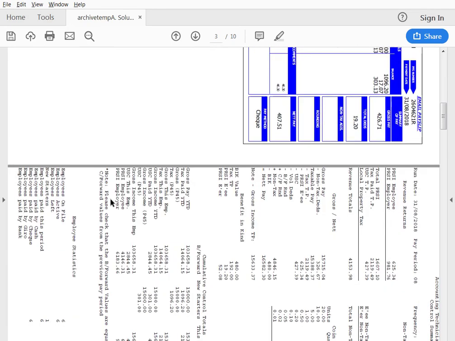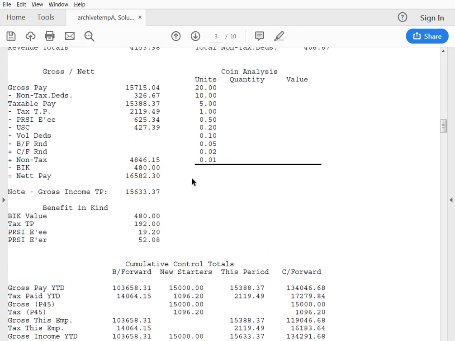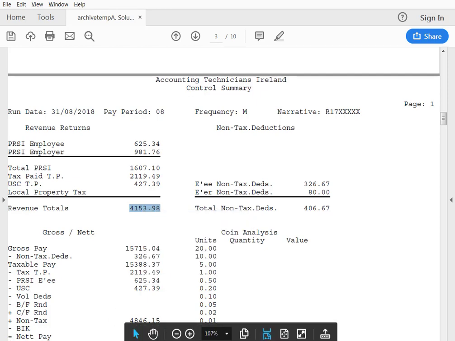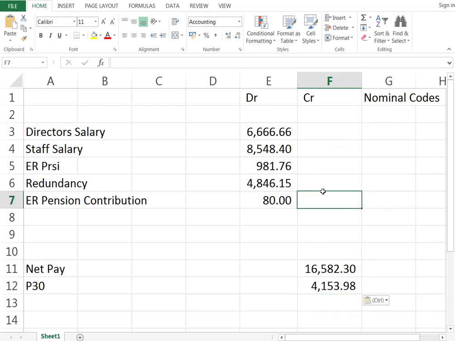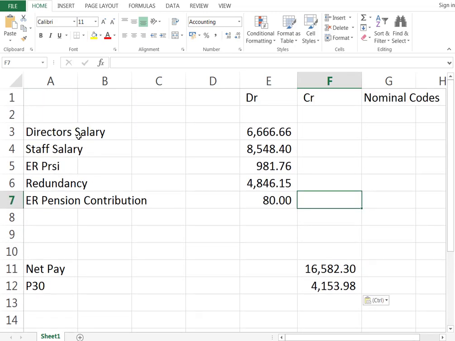I'm going to run down here to my control summary. So let me rotate that again. And I'm going to say, okay, it tells me the amount that I have to look at for revenue totals. So there's my 4153.98. That's told me that that is the figure that I'm going to have to put in on my P30. Okay, so I'm just going to bang that straight in. I'm not going to do any calculation there. I'm just going to use the figure that they've given me. Okay, now when I look, I see, okay, staff salary, director salary and employer's PRSI are all covered between the net pay and the P30.